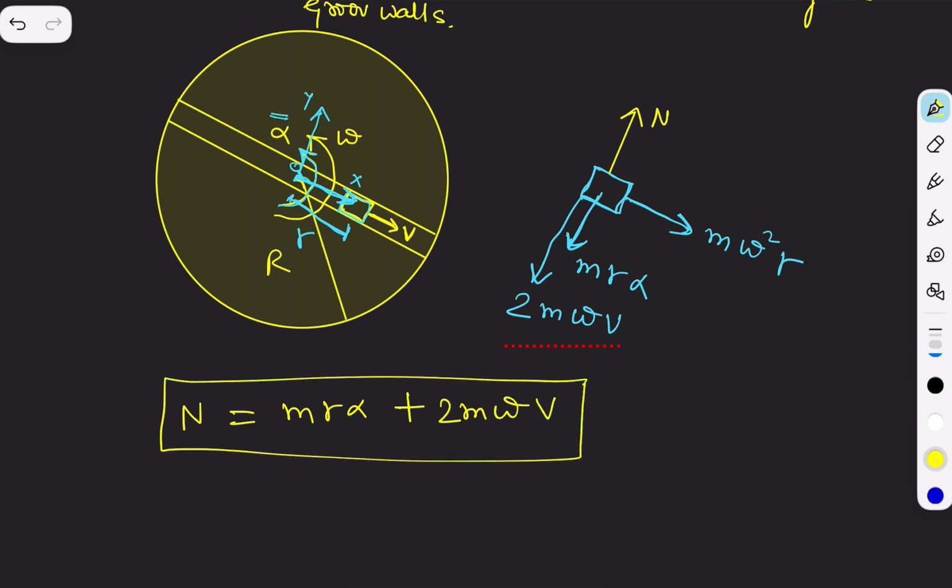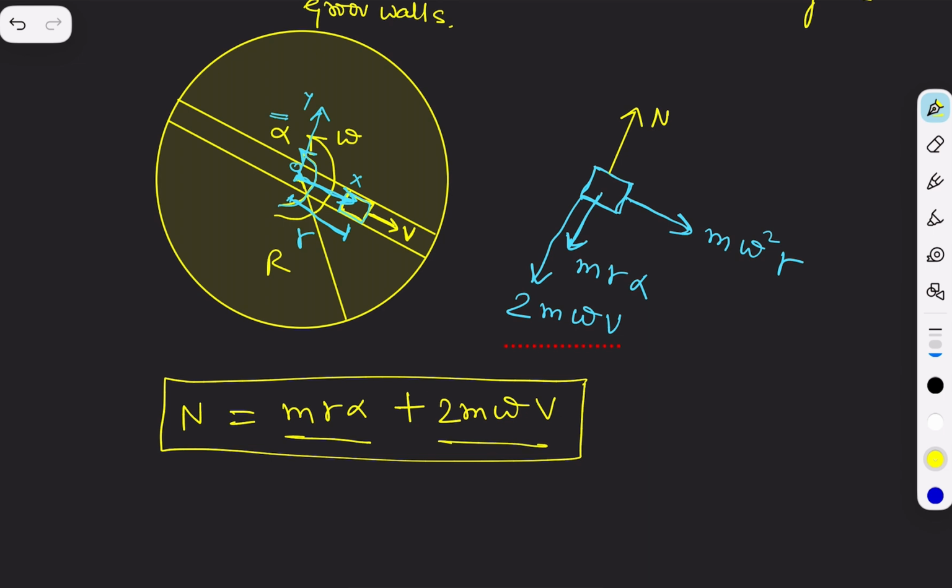And of course there would be one force acting from the groove's floor, which will be balancing the mg. But that they haven't asked. They had asked the force from the wall. So that force will be the sum of the Euler force and the Coriolis force, guys. I hope this is settled.